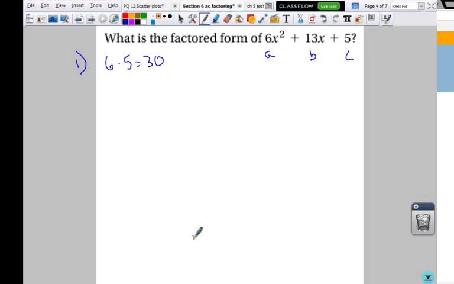And now it's kind of like in-middle factoring. I want to know what times what is 30, and the same two numbers have to add up to B, which is 13. So Luis, get us started. What times what is 30?